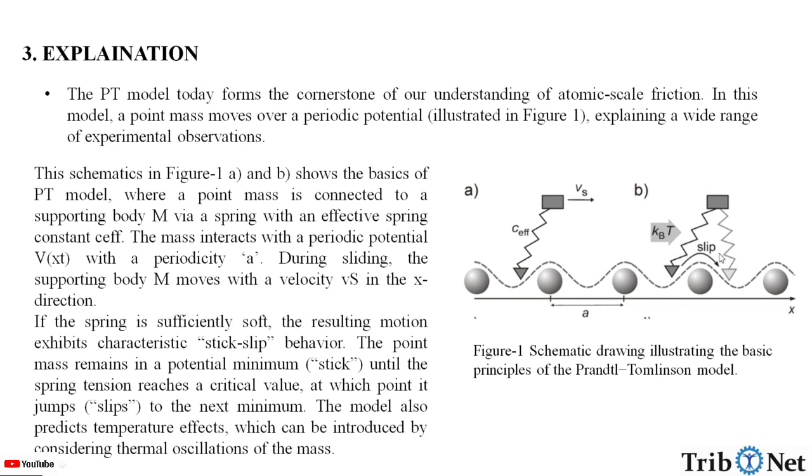If the spring is sufficiently soft, the resulting motion exhibits a characteristic stick-slip behavior. The point mass remains in a potential minimum until the spring tension reaches a critical value, at which the point mass jumps, or slips, to the next minimum. The model also predicts temperature effects, which can be introduced by considering the thermal oscillations of the mass.